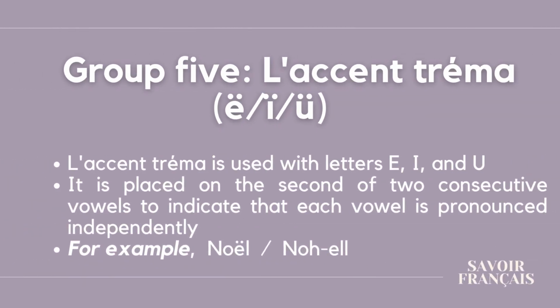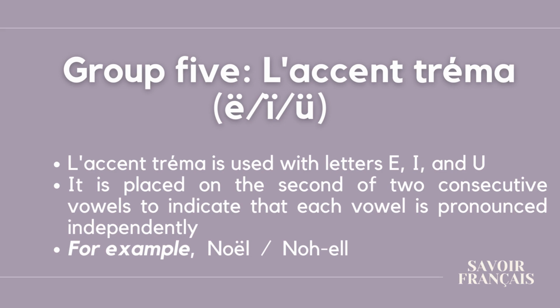The last group is the trema accent, l'accent tréma. L'accent tréma is used with E, I, and U. It is placed on the second of two consecutive vowels to indicate that each vowel is pronounced independently. For example, Noël. The E accent tréma makes us pronounce the vowels O and E separately. No-el. No-el.